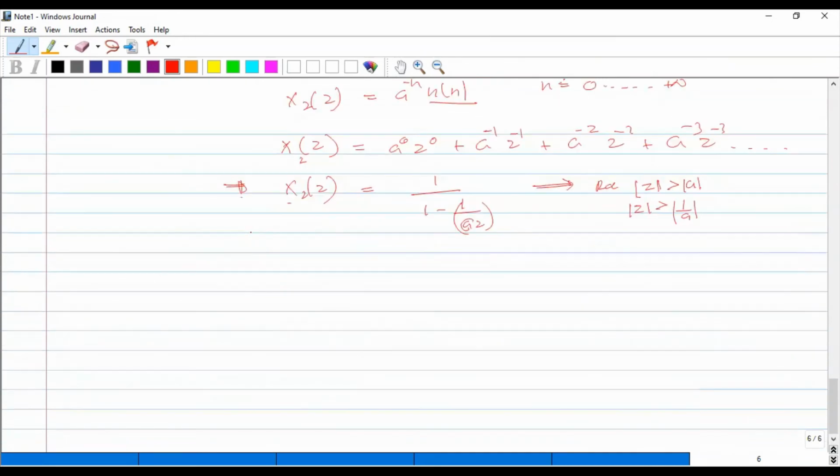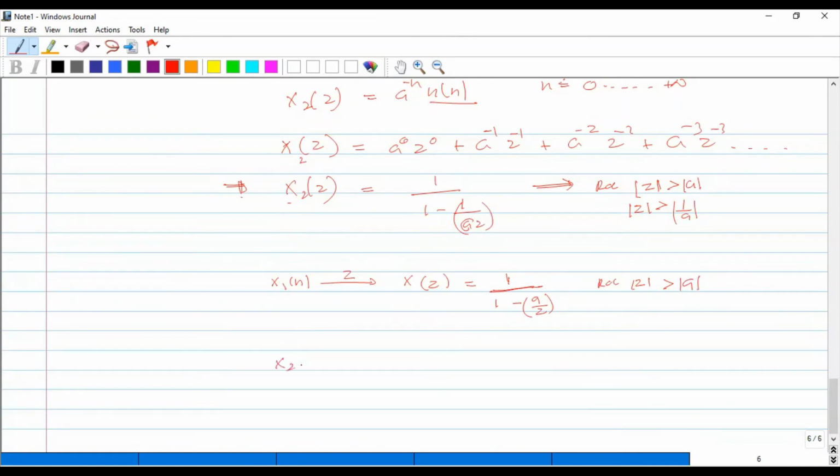So if I give the summary, we have two signals. For the signal x1[n], if we get the z transform, we have X1(z), and X1(z) is equal to 1 divided by 1 minus a z, and the ROC, region of convergence, is the magnitude of z greater than the magnitude of a.